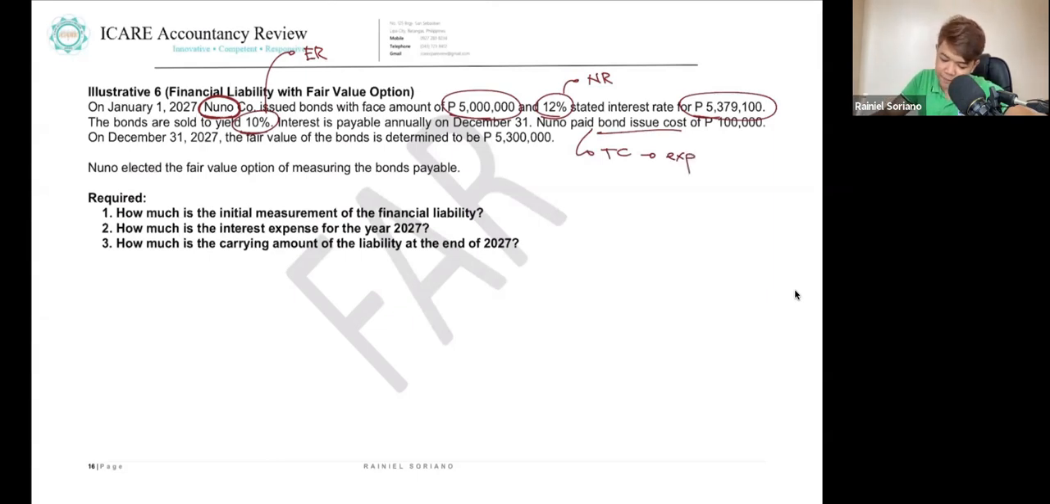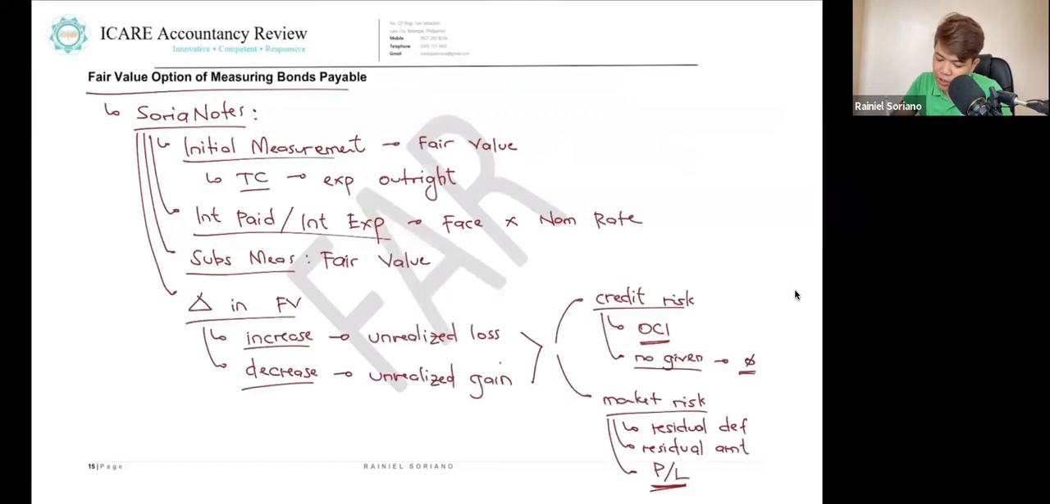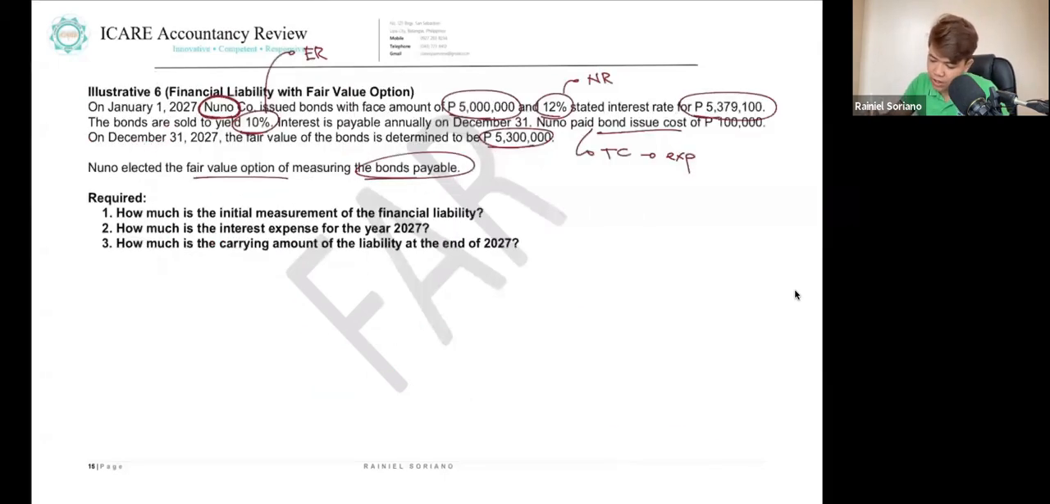Equal to 100,000. On December 31, 2027, the fair value of the bonds is determined to be 5.3 million. Nuno elected the fair value option of measuring the bonds payable. So requirement 1, how much is the initial measurement of the financial liability? Once again, initial measurement will only be fair value because transaction cost is expense outright. Fair value will be equal to 5,379,100. So that will be our final answer.